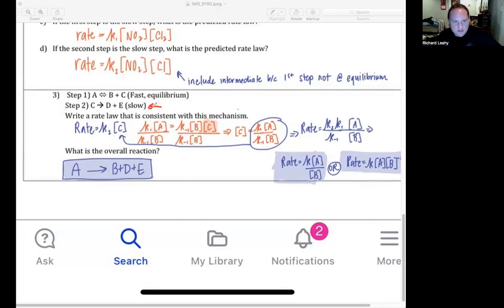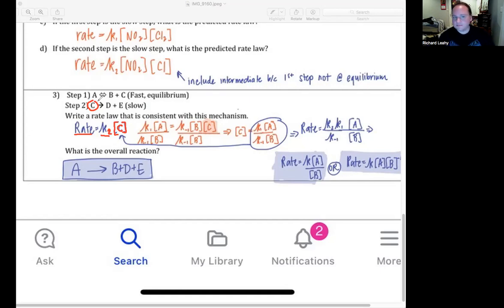This is actually the rate determining step, so that's where you start. You start by saying the rate equals some kind of constant, K2, this is the second step. And then you put the concentration of the reactant, which is C. So there's only one reactant. That can't be your final answer because you want your final answer to not contain any intermediates.